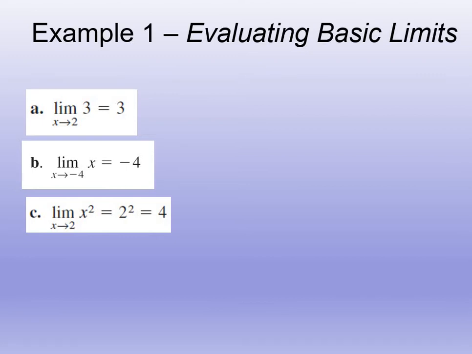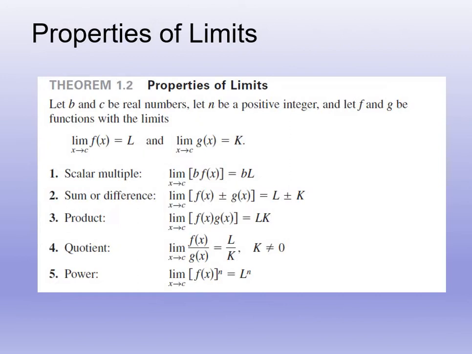Let's look at b here. We have the limit of x as x approaches -4. Well, we would directly substitute -4 in for x, and our limit would be -4. Very simple there. And then the last one, the limit of x squared as x approaches 2. We're directly substituting in 2, so 2 squared would be 4. Very basic when we're evaluating limits. Make sure that you have all these properties down.